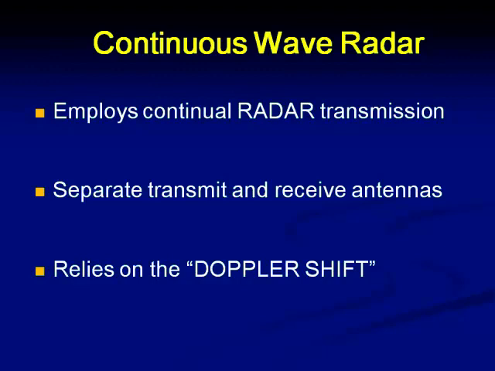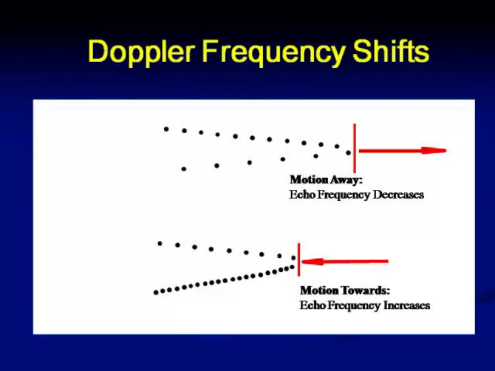By the name itself, we understand that it employs continuous radar signals. So there will be separate antennas for transmission and reception. And the basic principle of operation depends on Doppler shift. So first let us understand what this Doppler shift is. This is dependent on Doppler phenomenon. What is that Doppler?